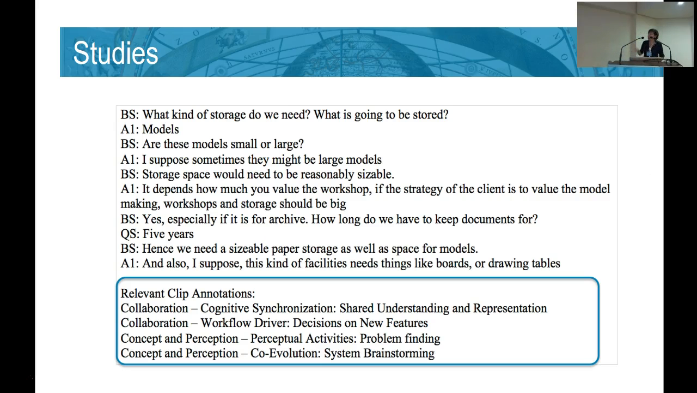This is the second part of the studies, and in that case it is focused on dialogue analysis. Again, we have a text with the different professionals extracted from one of the studies, where they discuss storage studies. And based on the design theories, in that case we have the key connotations that relate to protocol analysis, and we talk about collaboration, that the participants are involved in cognitive synchronization, the circular understanding, so the exchange of information. There's a workflow driver to make decisions on new features, and they have conceptual and perceptual activities in terms of finding problems and brainstorming on their new ideas.